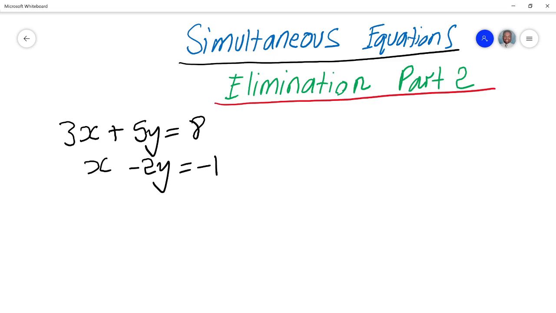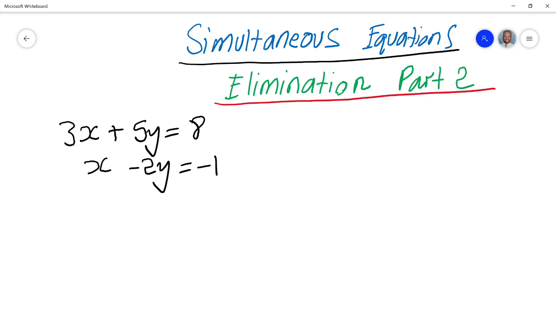Hi guys, in this episode we're going to be solving simultaneous equations using elimination, but with more practice questions. I felt that the more questions we practice, the more confident students become in solving these questions. The difference between the previous video using elimination to solve simultaneous equations and today's video is that in this one, we've got negative numbers.